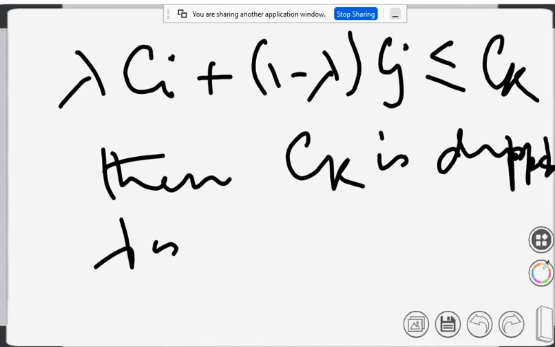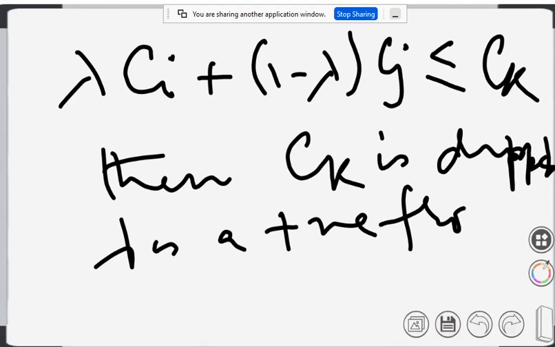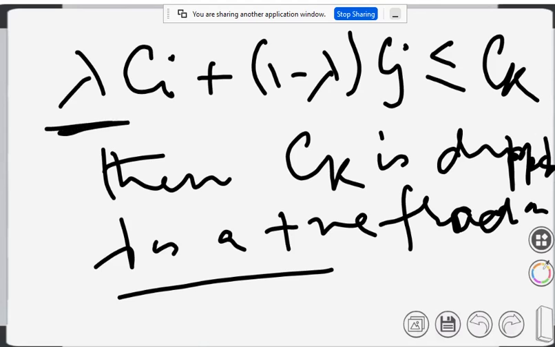So ck is dropped, and mind that lambda is a positive fraction. Lambda is a positive fraction. So this is quite tricky, finding the value of lambda, and that's why I was trying to avoid it.